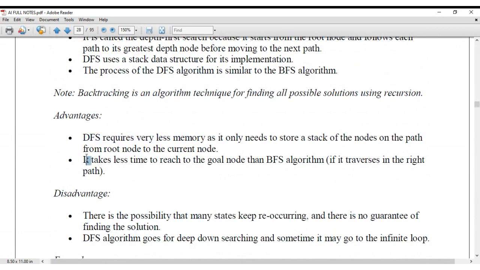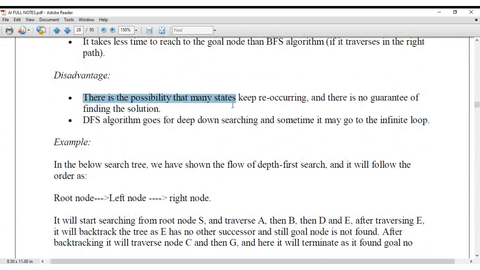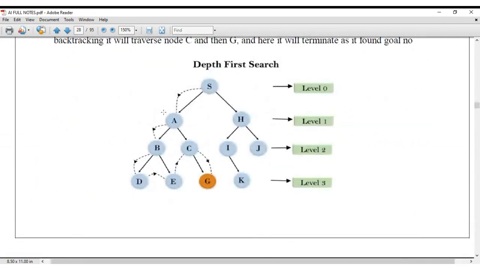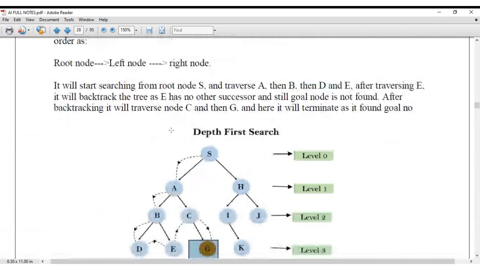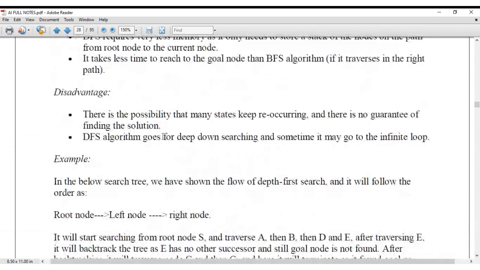The disadvantage is that there's a possibility that many states keep reoccurring and there is no guarantee of finding the solution. So you may find that this A contains the same optimal solutions as B and C, and it contains the same optimal solutions as E. So you find that it will go through this depth, but it keeps repeating through nodes that are descriptive of the same solution. That is one of the challenges, that there is a possibility that many states keep reoccurring.